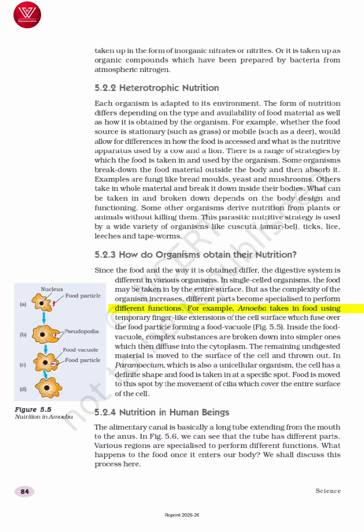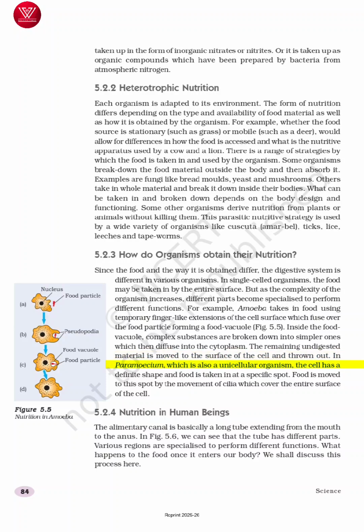For example, amoeba takes in food using temporary finger-like extensions of the cell surface which fuse over the food particles, forming a food vacuole, figure 5.5. Inside the food vacuole, complex substances are broken down into simpler ones which then diffuse into the cytoplasm. The remaining undigested material is moved to the surface of the cell and thrown out.